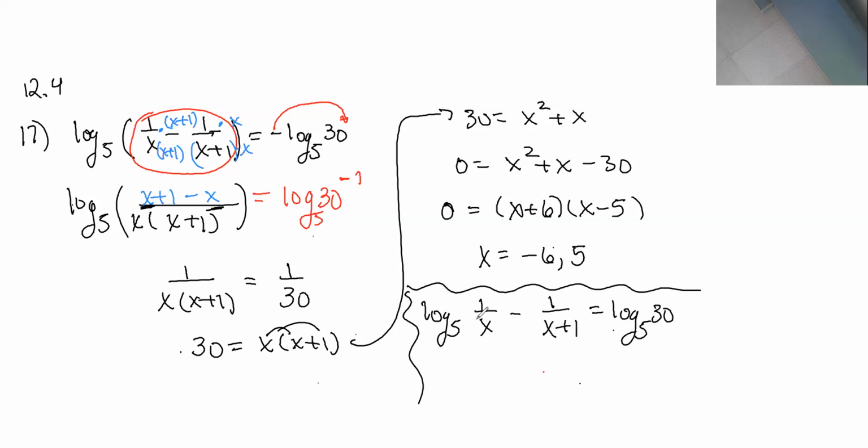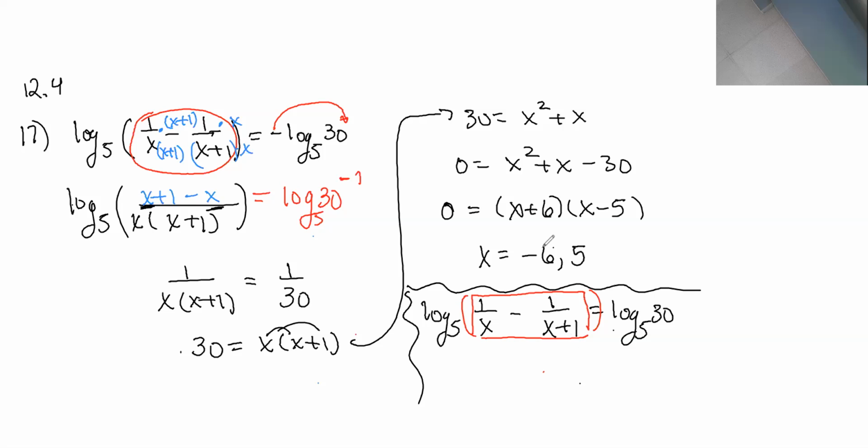This piece right here, anywhere there's a variable, that was in parentheses, cannot come out to be a negative because you cannot do log base 5 of a negative number. So you plug in negative 6 and see if it comes out to be positive or negative, and then you plug in the positive 5 and you see if it comes out to be positive or negative. If it comes out to be negative, it's extraneous. You do not count that as an answer. If it comes out to be positive, it is a good answer. You keep it.